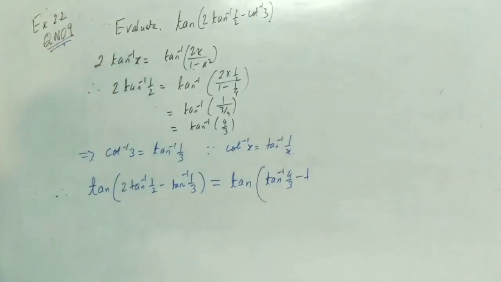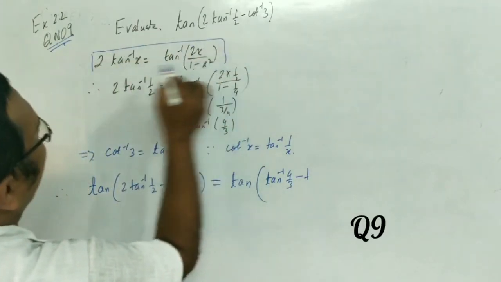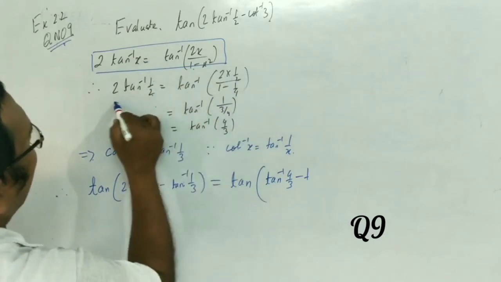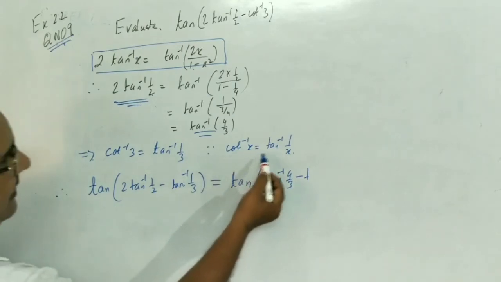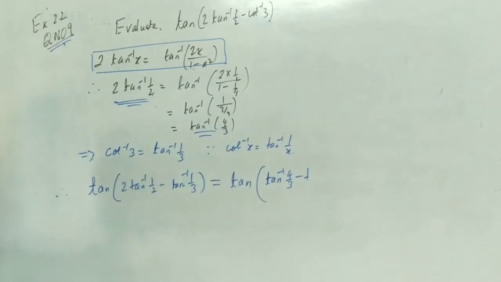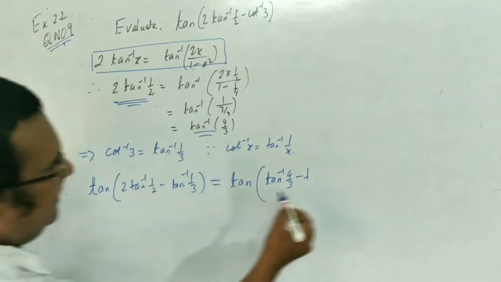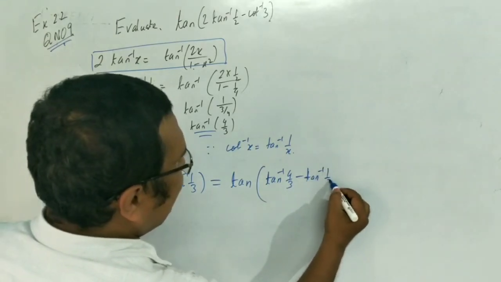8/3. First, we know 2 tan inverse x. This is the formula. x is 1 by 2. So I get 2 tan inverse 1 by 2 is this. And cot inverse x is tan inverse 1 by x. So cot inverse 3 is tan inverse 1 by 3. Now this value, I'll put it here, and here I will write tan inverse 1 by 3.